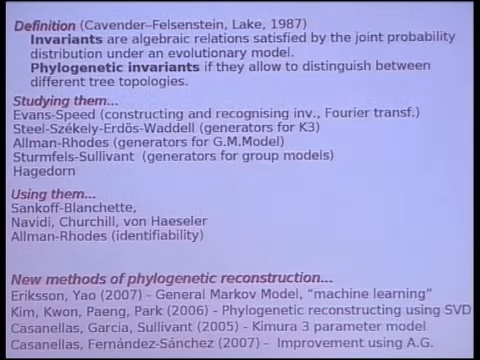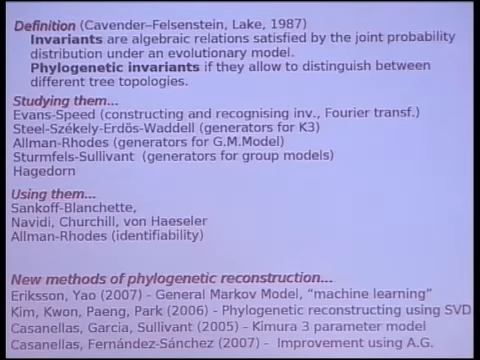Given an alignment and a model, an invariant is just a relation satisfied by the joint probability distributions. If the model is algebraic, this relation is given by a polynomial. We say that an invariant is a phylogenetic invariant if it allows us to distinguish between different topologies.